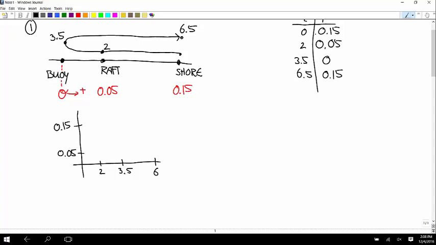And now just plot the points. 0.15 is there. 2, 0.05 is here. 3.5, 0 is here. And 6.5, 0.15 is here. So something like that. Any questions about that one?